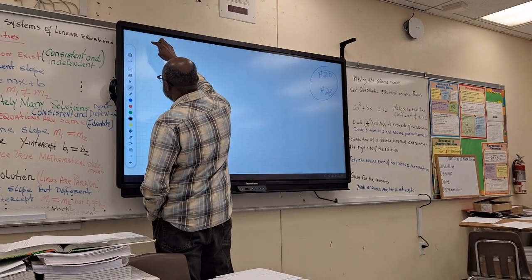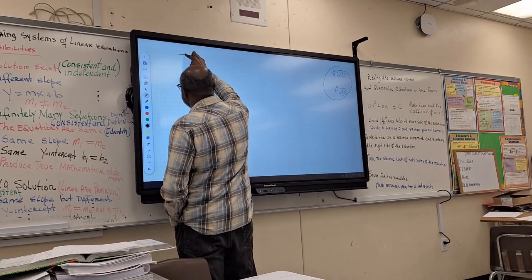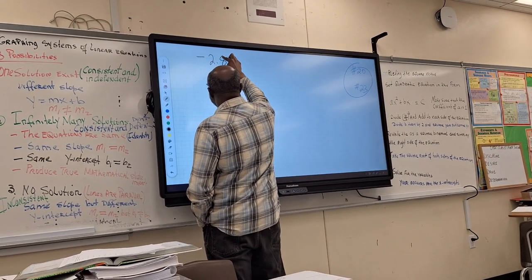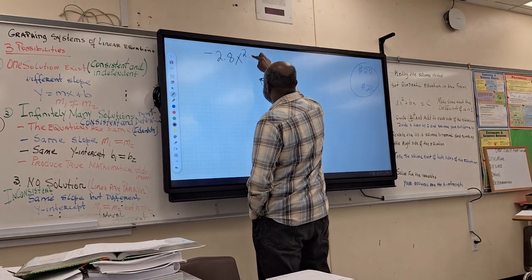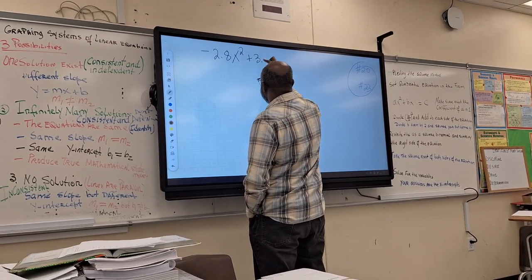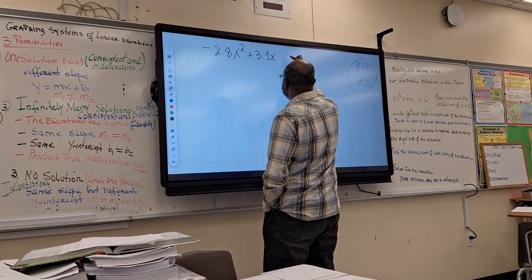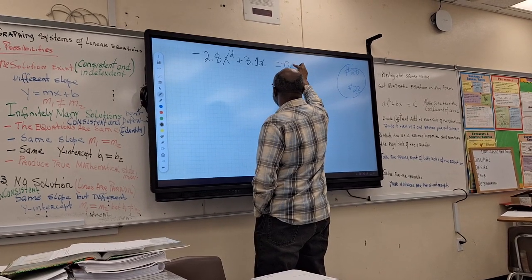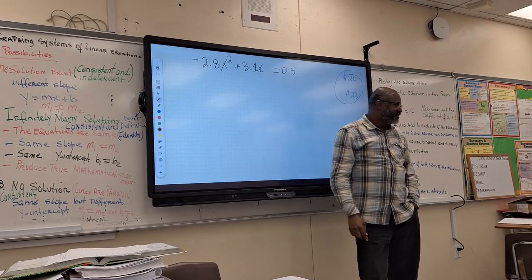Number 20 is risking my grade. Negative 2.8 squared: negative 2.8x squared plus 3.1x equals negative 0.5. Right? That's our equation.